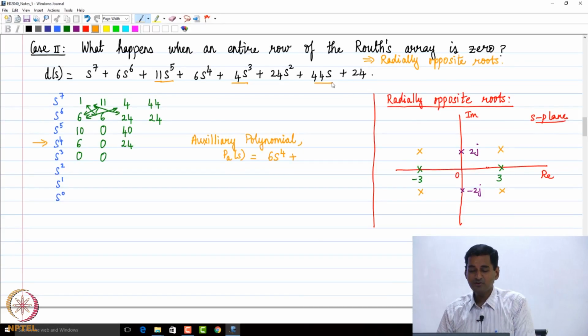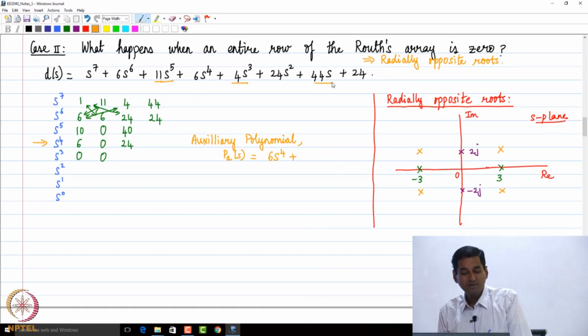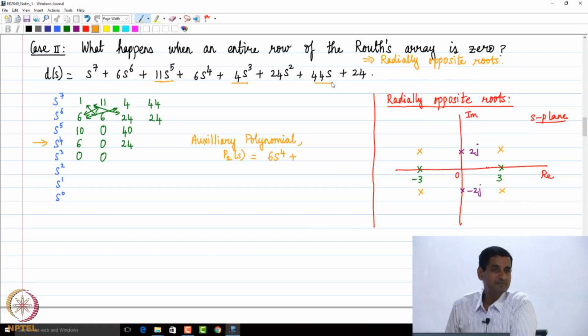So, in the auxiliary polynomial I start with 6, which corresponds to S power 4, and 0 S squared, so I do not write anything, and then from S squared I go to a constant term, S power 0. So, the auxiliary polynomial becomes 6 S power 4 plus 24. Once again, I am only stating the process and the results, not proving anything here; these have been well established.